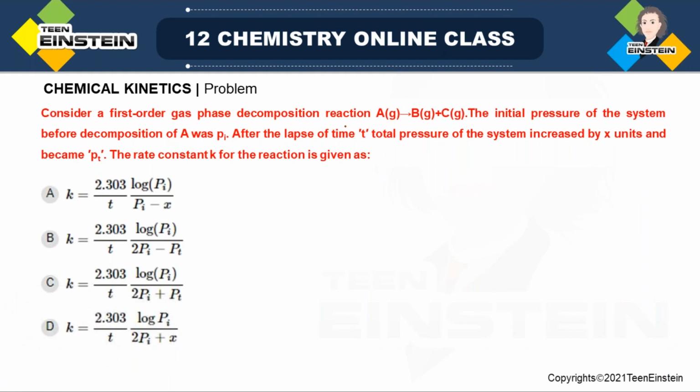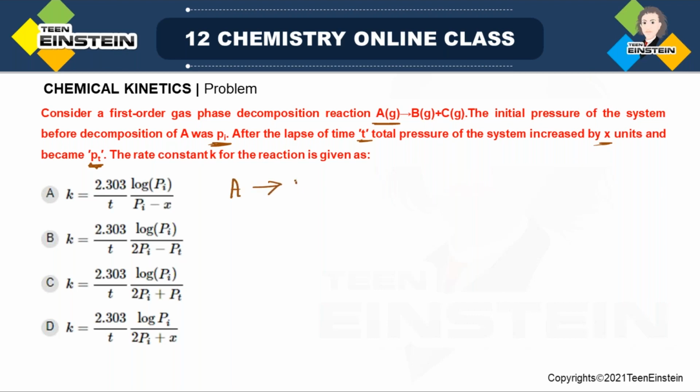Consider a first order gas phase decomposition. 1 mole A, all are gaseous, converted to 1 mole B, 1 mole C. Initial pressure of the system, that is before the reaction, it is decomposition reaction, Pi. After the lapse of time T, now the total pressure of the system increased by X unit and it became Pt, that is total pressure. We have to find out rate constant K for this reaction. We have 4 different expressions for rate constant K in option A, B, C and D.